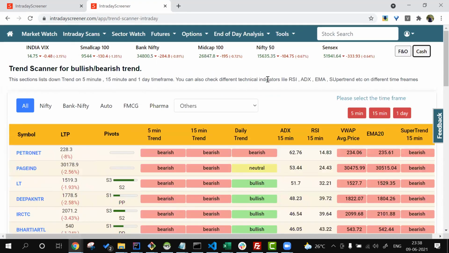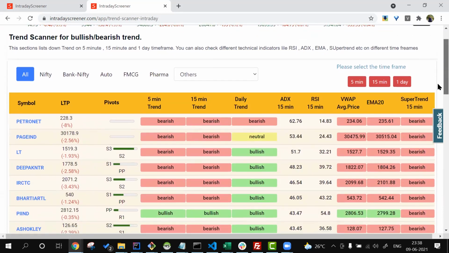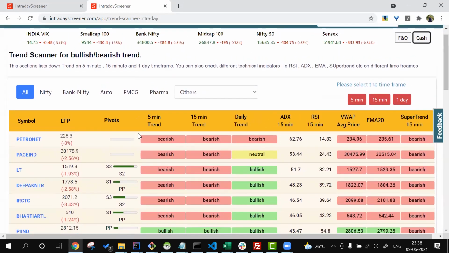Next one is trend scanner, which gives you an overall trend of the stock. For example, here you can see any stocks. Kindly note that this only works with FNO stocks, and you can see all the stocks' trends on 5 minute, 15 minute and daily chart.